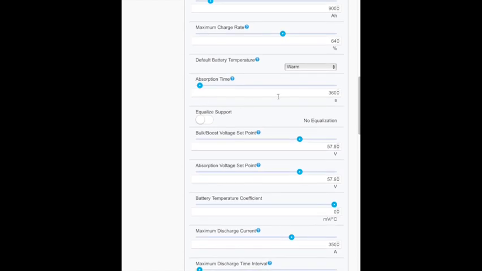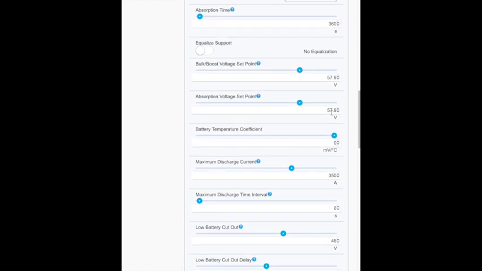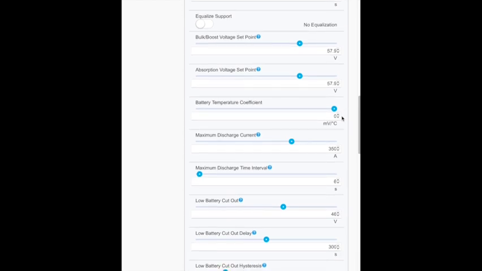Absorption time, 360, that's standard. Don't run equalization support. We don't do that. They will self-balance themselves. The BMS in these batteries is smart. They have a passive and an active BMS, which is pretty cool. Bulk and absorption are both set to 57.9 because I don't want to ever hit it. When they finish bulk charge, it jumps up to like 58.86 or 82, something like that, and the peak voltage in is 58.8 that you want. So I never push the limit of the batteries. Battery temperature is zero again.